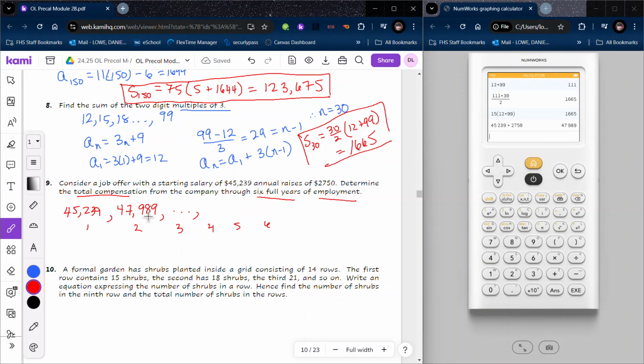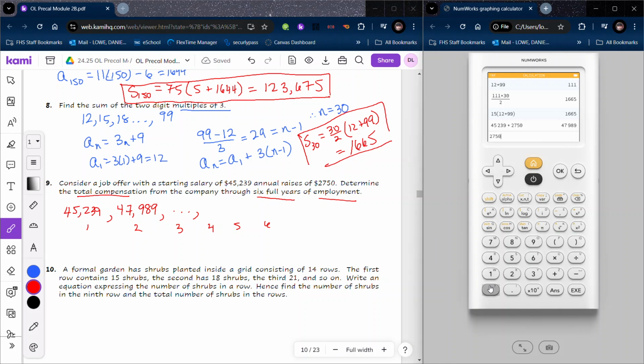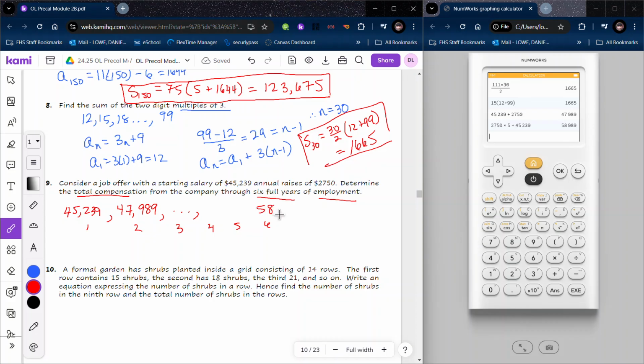How many times am I going to add 2750 to get to my 6th year? I'm going to add it 5 times. So I'll have 2750 times 5, plus my initial salary of $45,239, which gives me that last value of $58,989.